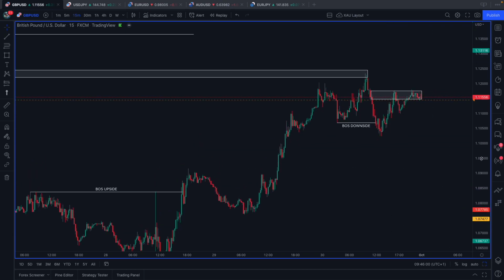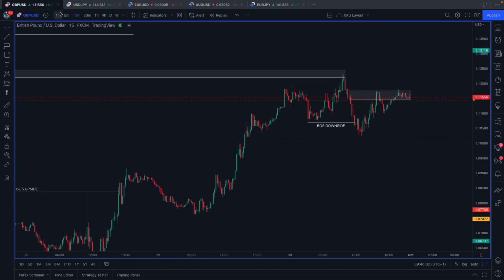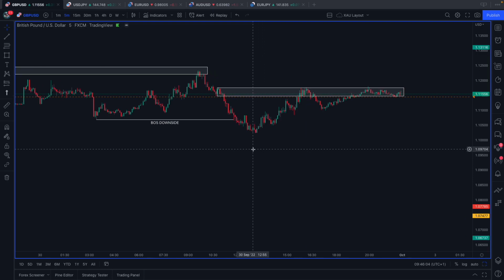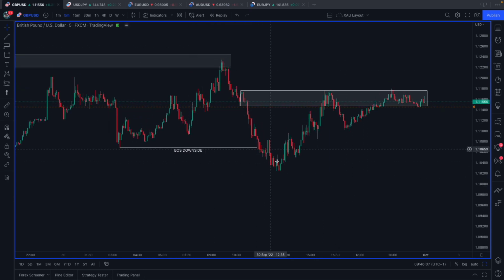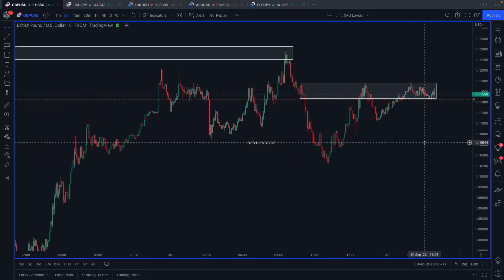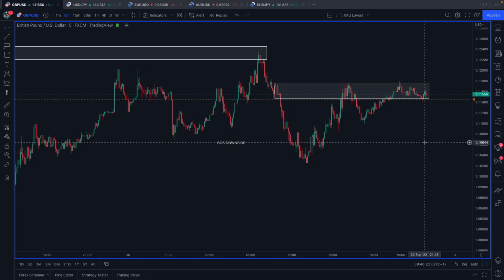What I have done is I've actually highlighted another supply zone within this impulsive wave lower. Price has come to penetrate and is actually holding from this zone. So we could actually have a placeable position as of the open tonight.